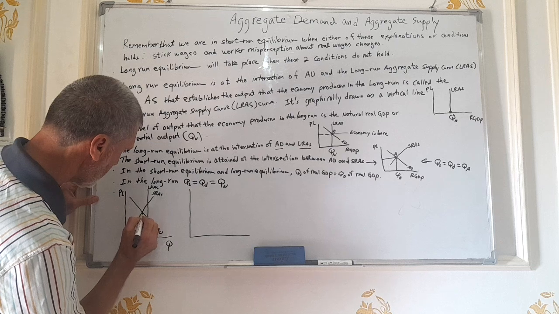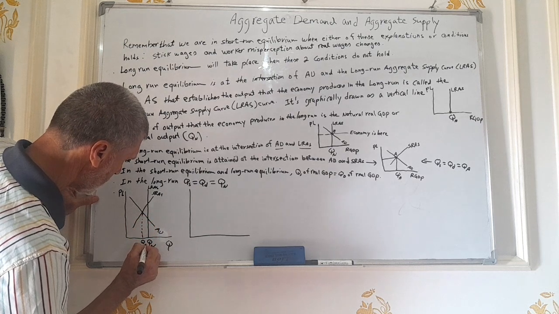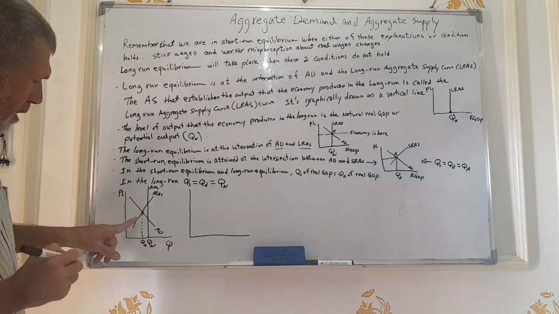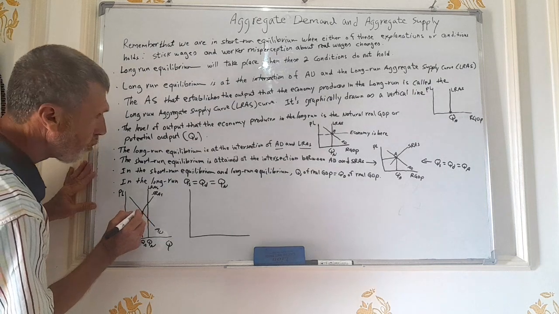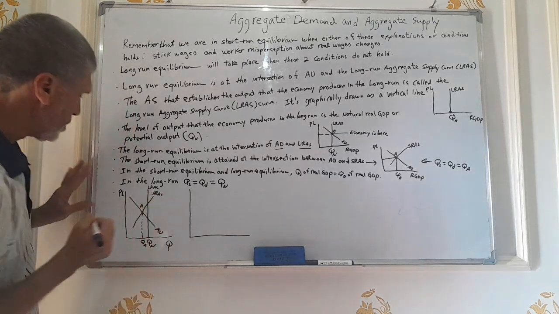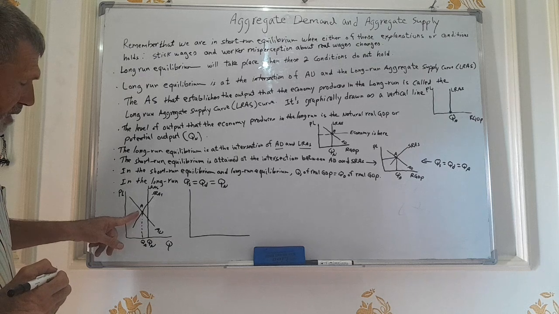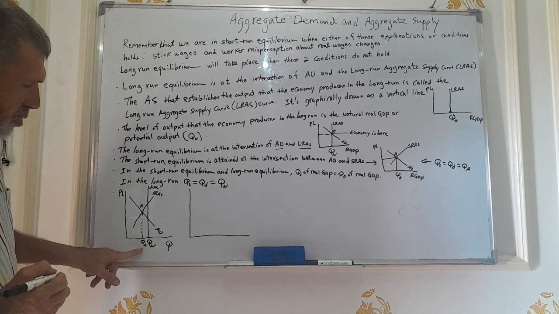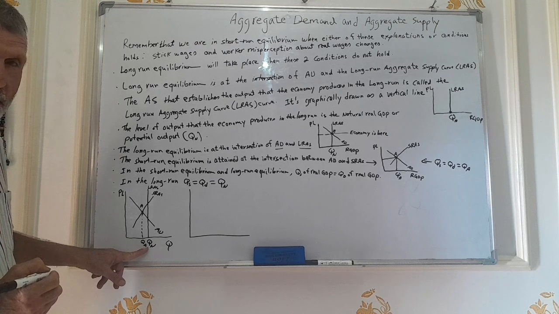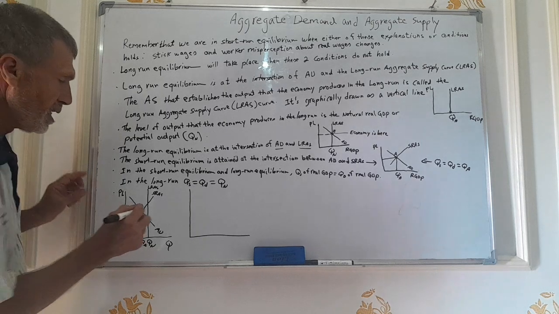And this over here is QA. Here, the economy is in short-term equilibrium at point A. As you can see, at the short-term equilibrium at point A, the level of output is QA. The equilibrium level of output is QA, and it is less than QM, less than the natural GDP.